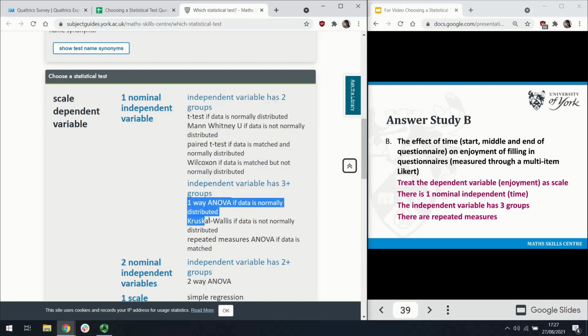So these 2 are used if you don't have a repeated measures design, whereas this one, as the name suggests, is for repeated measures. So repeated measures ANOVA. And it says there if the data is matched; matched is just another term for repeated measures. You have lots of terms for the same thing in stats, just to keep you on your toes. So there you go, the answer is repeated measures ANOVA for that one.